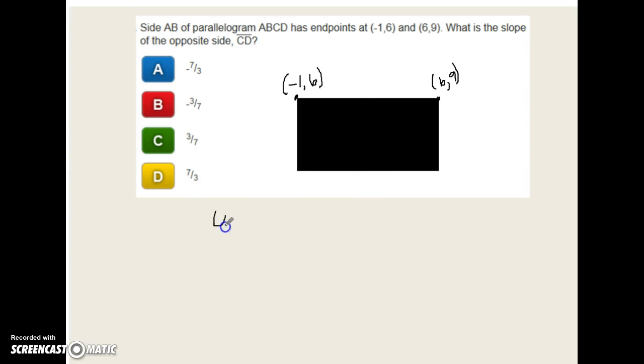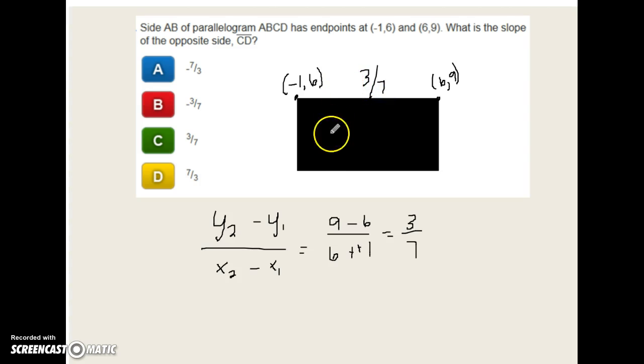To do that, you're going to use your slope equation, y2 minus y1 over x2 minus x1. Subtracting the coordinates, 9 minus 6 over 6 minus a negative 1. 9 minus 6 is 3. 6 minus a negative 1, adding the opposite, we get 7. So the slope of this side is 3/7. And since we want the opposite side that's parallel to that, that slope would also be 3/7.